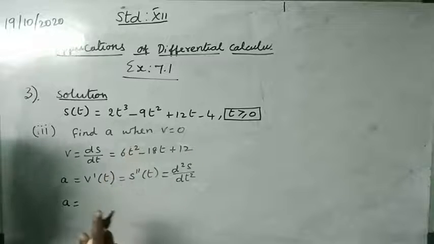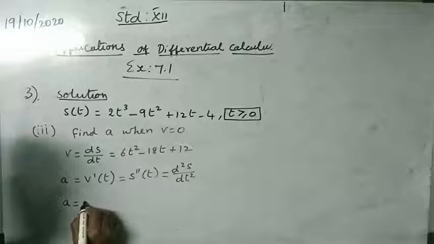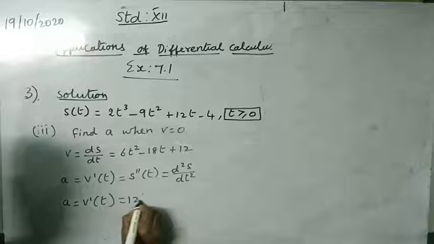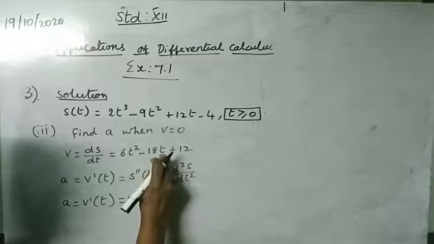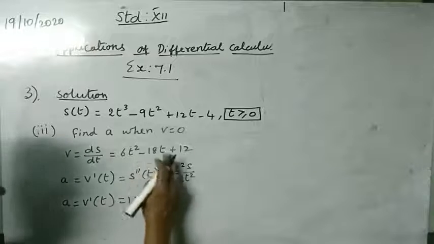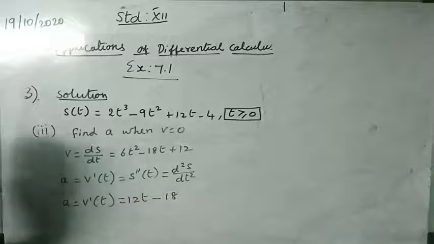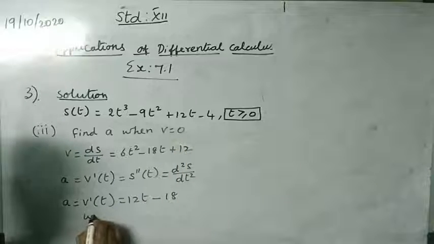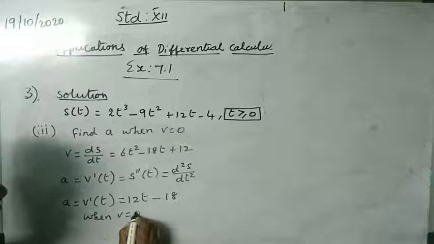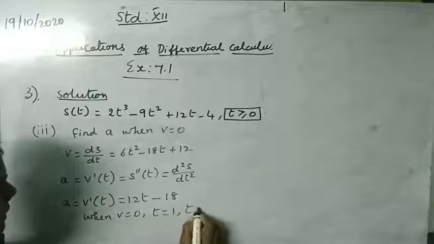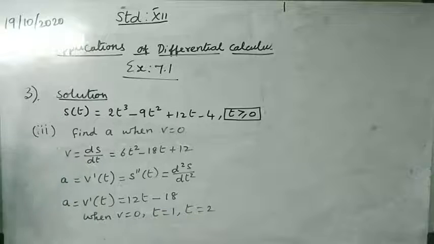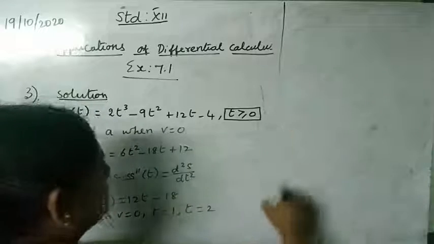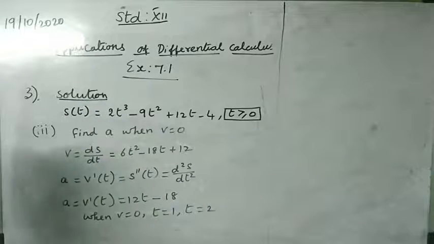So t square is 2t, 2 into 6 is 12, so 12t. Minus 18t differentiated is 18 into 1, which is 18. Now to find when v equal to 0, t equal to 1 and t equal to 2. This is the previous result. So let us substitute t equal to 1 and t equal to 2.